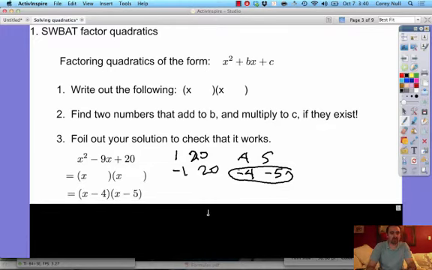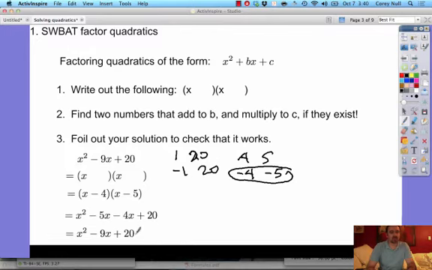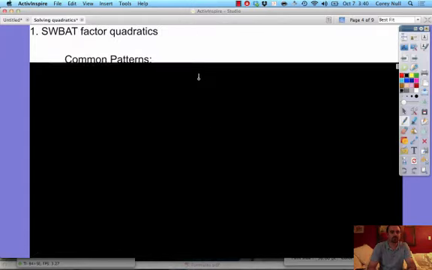Indeed, if I put those in, let's see if it works. I FOILed that out. Hopefully it'll work. X times x is x squared. Outsides, x times negative 5 is negative 5x. Negative 4 times x is negative 4x. And negative 4 times negative 5 is 20. So I get, indeed, x squared minus 9x plus 20. Okay.